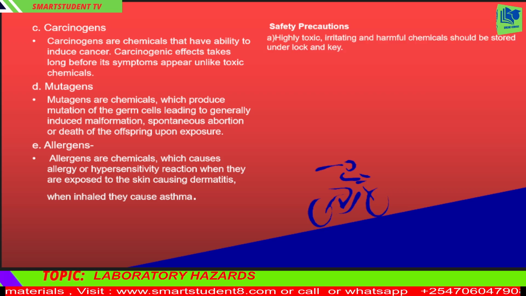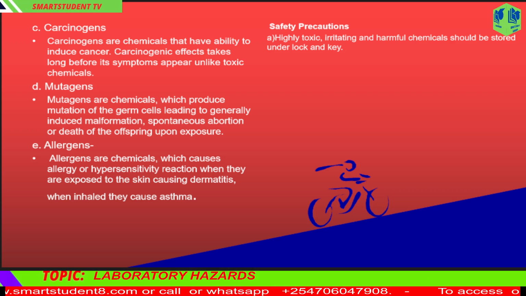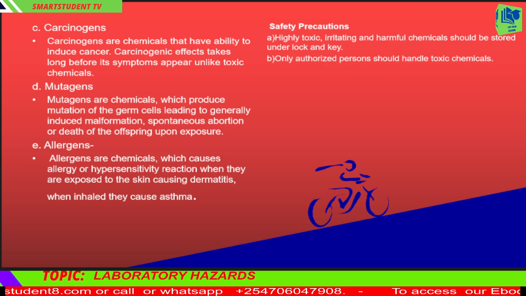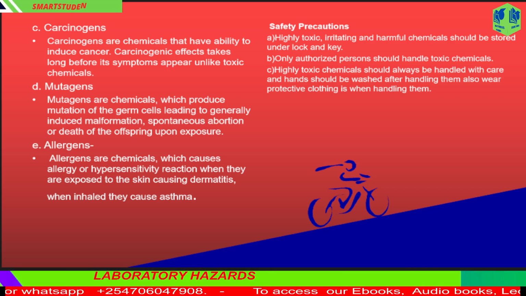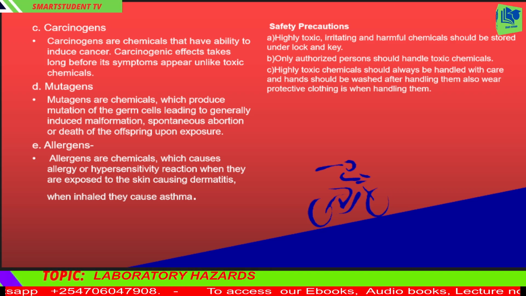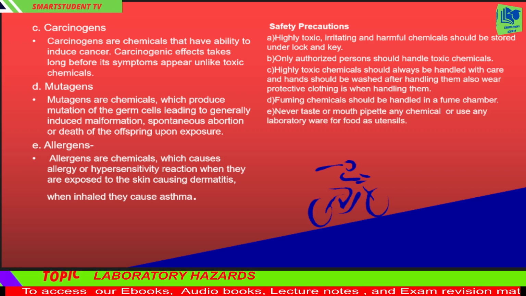General safe use and storage of toxic substances. A. Highly toxic, irritating, and harmful chemicals should be stored under lock and key. B. Only authorized persons should handle toxic chemicals. C. Highly toxic chemicals should always be handled with care, and hands should be washed after handling them. Also wear protective PPEs. D. Fuming chemicals should be handled in a fume chamber. E. Never taste or mouth pipette any chemical in the laboratory or use any laboratory ware for food as utensils.